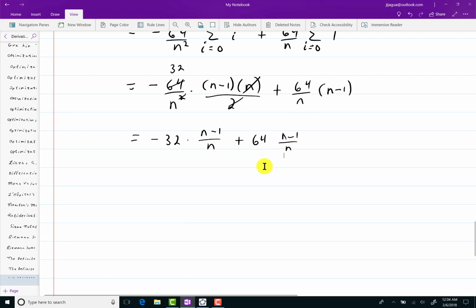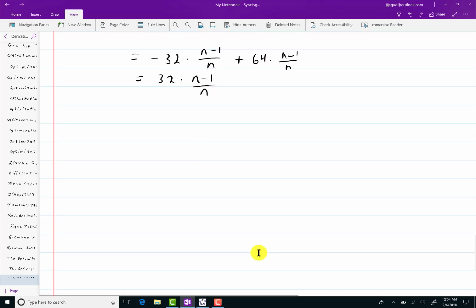Well, that's just the cutest thing, because if I wanted to, I could factor that stuff out, couldn't I? It really doesn't matter, but I'm going to do it. If I add these two together, I get 32 times n minus 1 over n, which I can write as 32 times 1 minus 1 over n. So that's the sum.